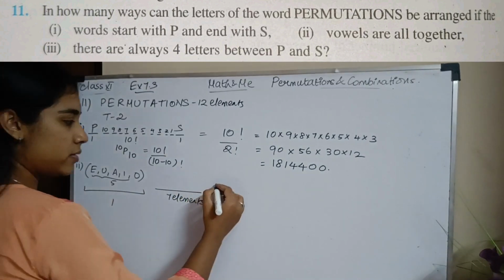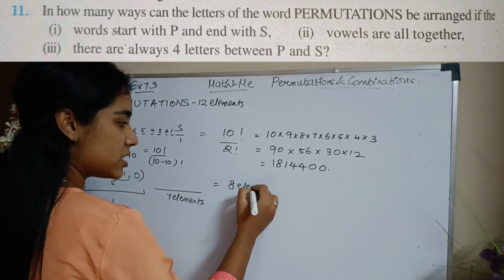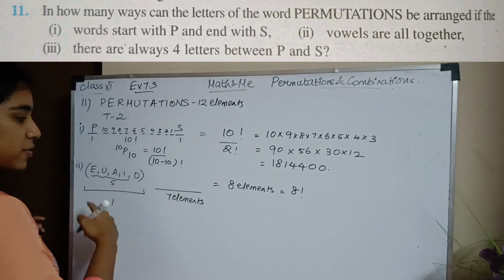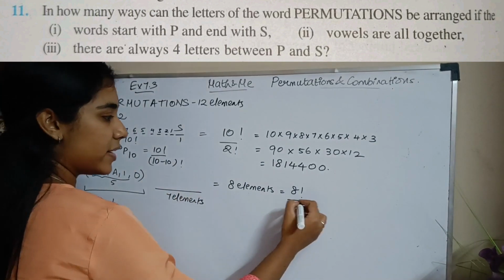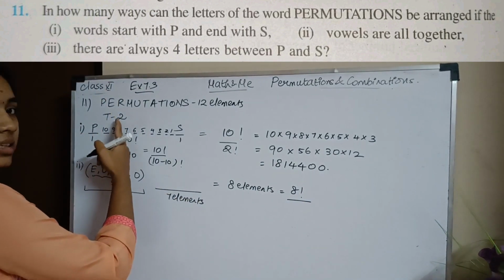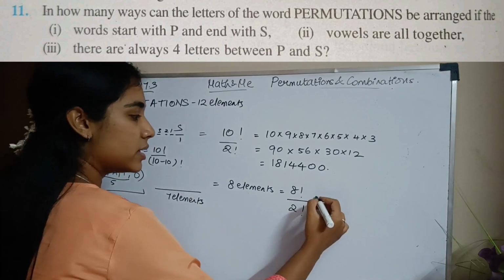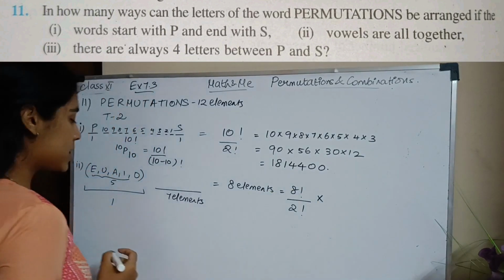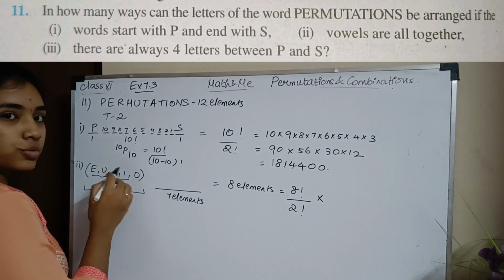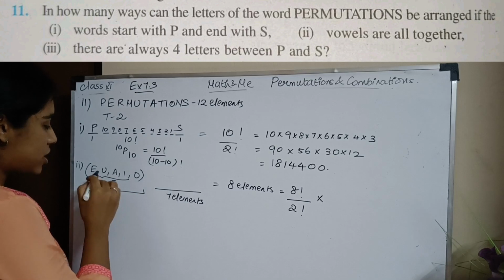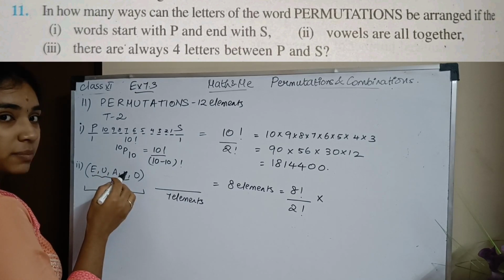7 plus 1. So I have 8 elements, which means 8 factorial ways of representing them, divided by 2 factorial, because I have to consider the T that comes twice. Times EAIOU, which is inside the bracket, which can be permuted amongst themselves. So in how many ways will they get permuted?